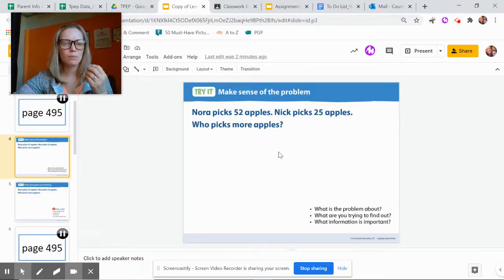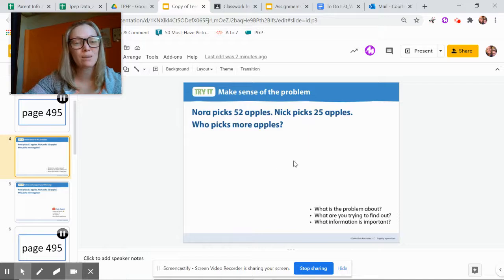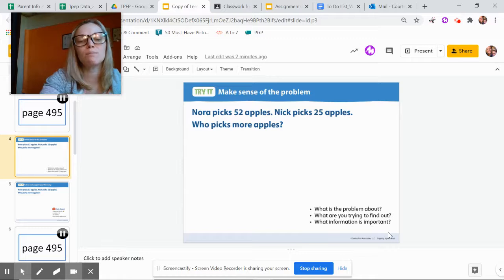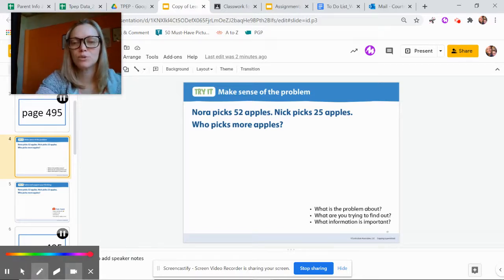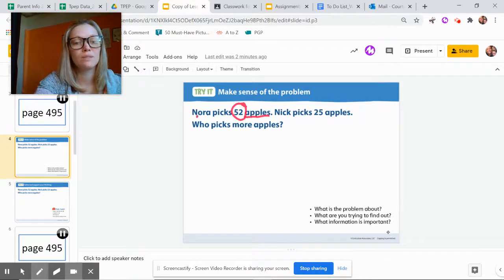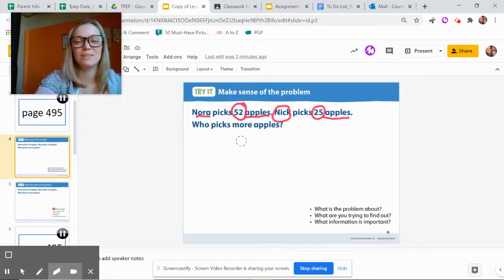When you're reading problems, especially word problems that are hard, you should read it 3 times. So when you're taking a test and they read the problems to you, you should click on that voice clip 3 times and listen to it 3 times to really think about the problem and understand the problem. And what information is important? Nora picks 52 apples, Nick picks 25. It's important to know that Nora picks 52 and Nick picks 25 apples. Those are important pieces of information.